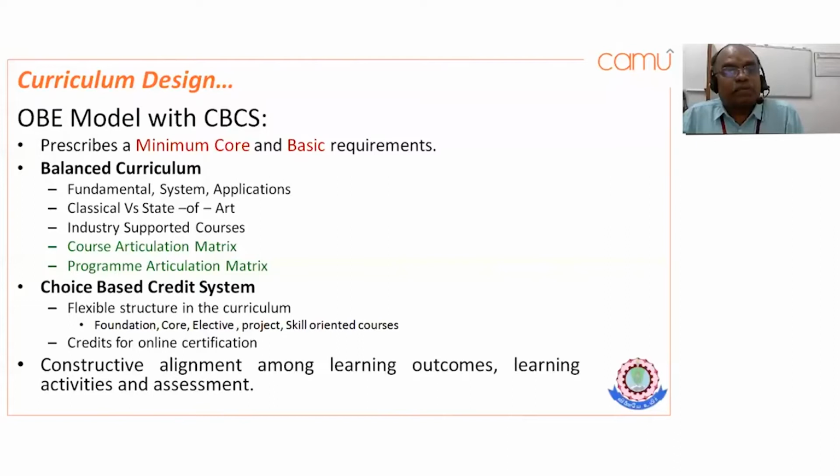I would like to spend some time on this course articulation matrix. The course articulation matrix is nothing but the mapping between course outcomes and program outcomes as well as program specific outcomes. The idea is I take a course and write some 5 or 6 course outcomes for it. Each course outcome I map with the program outcomes and program specific outcomes. This will be done by the course designer individually.